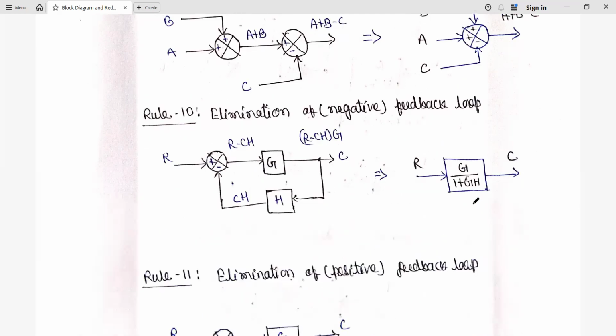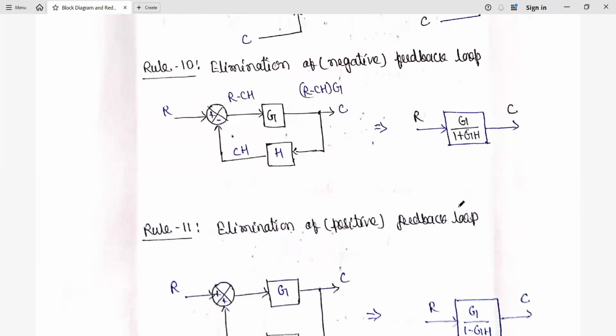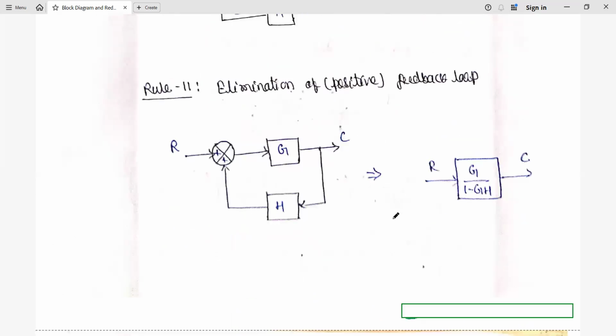Next, rule 10 is the elimination of the negative feedback. So here we have negative feedback, the sign is minus. So the transfer function will become G upon 1 plus GH. This is for the negative feedback. Similarly, we have elimination of the positive feedback. So in case of positive feedback, the sign is minus in the denominator. So the transfer function becomes G upon 1 minus GH.